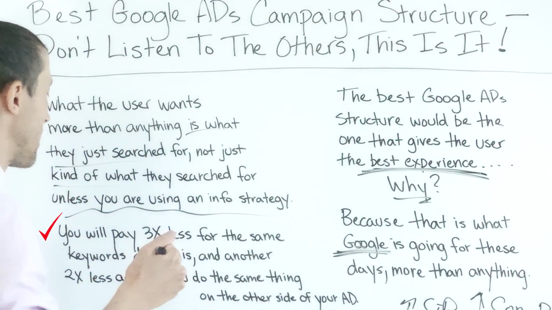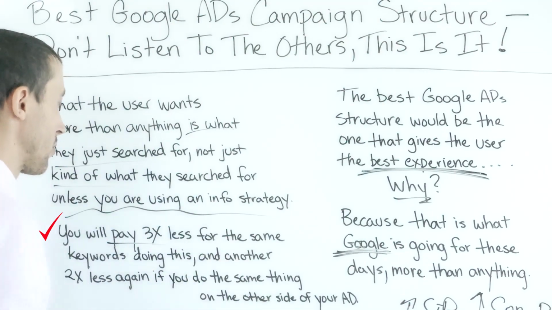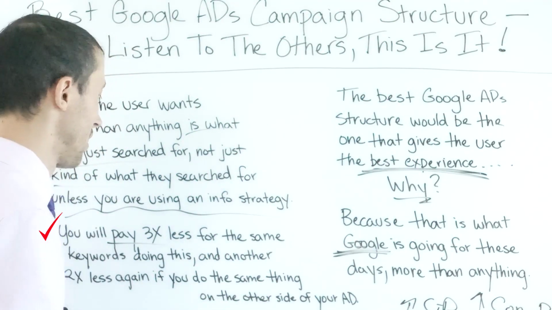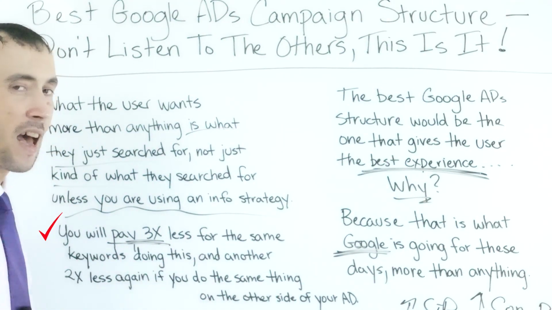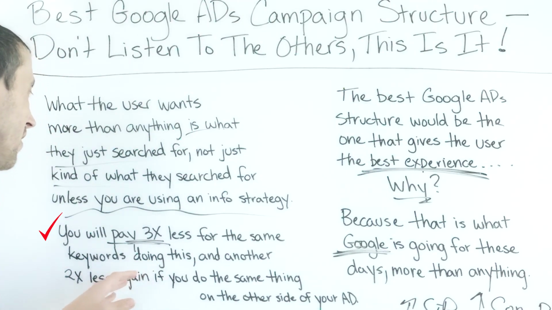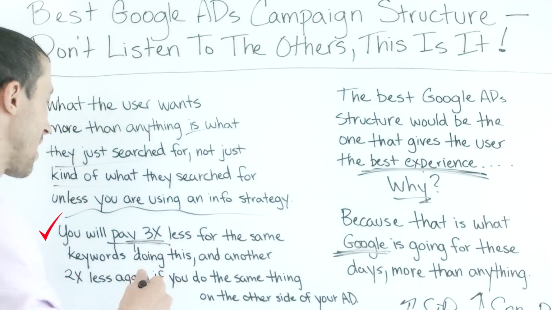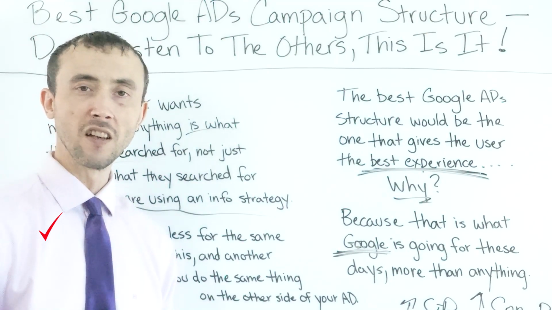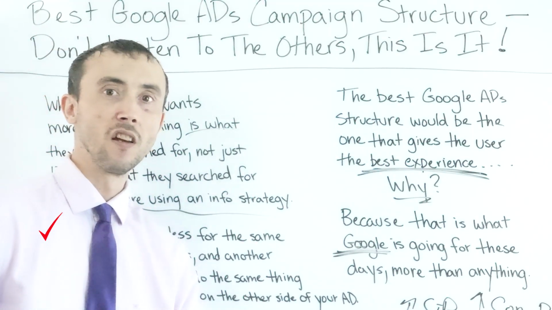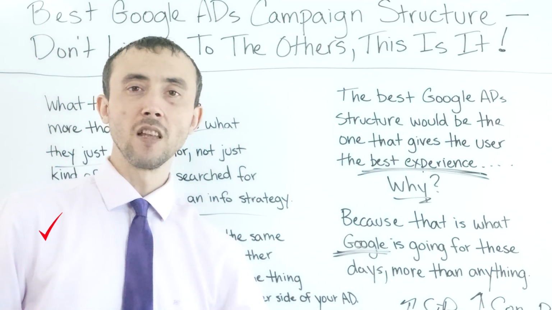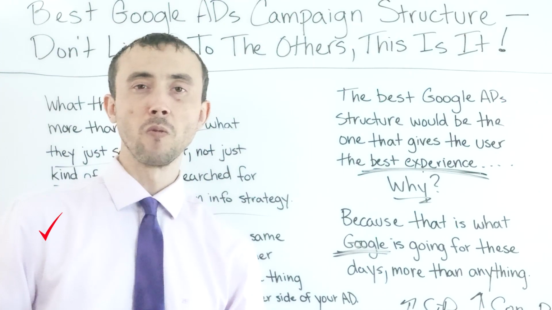And then furthermore, if they search for work boots, you give them work boots. You don't say shoes for sale here. You'll pay 3 times less for a click than the guy who tries to say shoes for sale on the ad. And then you'll pay another 2 times less again if you just give them the work boots after they click on the ad. I know this is revolutionary here. Versus taking them to the website and let them find the work boots that they're looking for on their own.